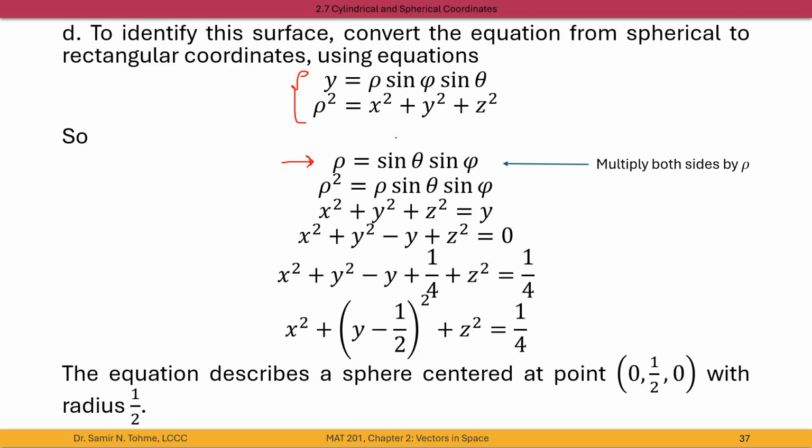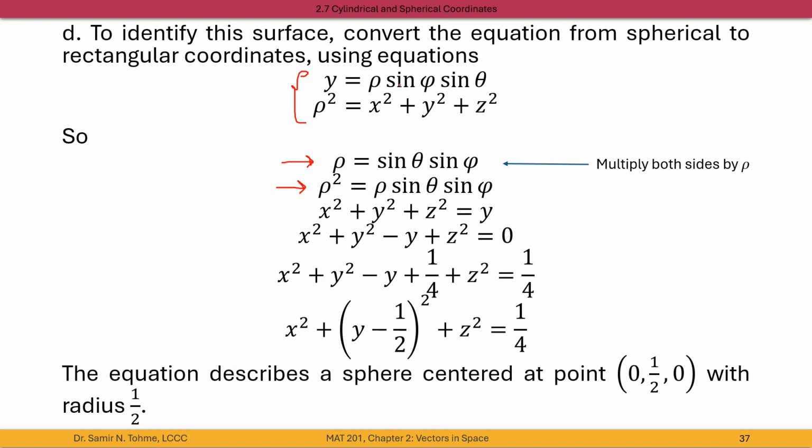Now, this one is given. Let's multiply by rho to get rho squared, so we can use these two equations. Rho times rho is rho squared, and multiplying the right side of this equation by rho, you will get rho sine theta sine phi. Okay, so now we know that rho squared equal to rho sine theta sine phi. You can compare these two equations now.